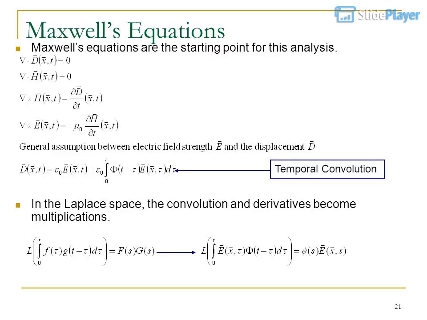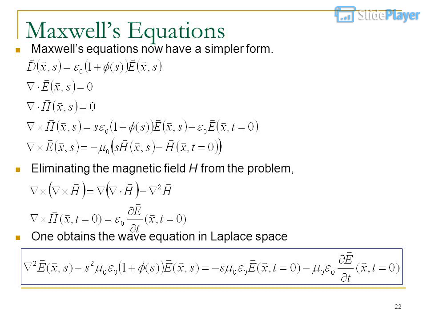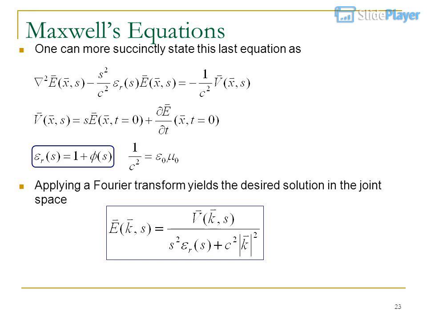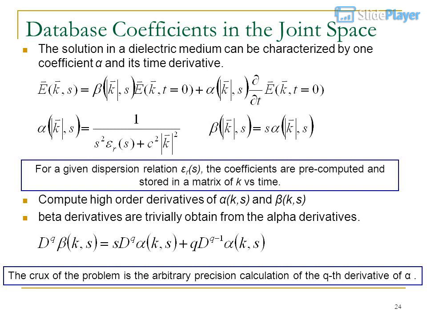Maxwell's equations. Maxwell's equations are the starting point for this analysis. In the Laplace space, the convolution and derivatives become multiplications. Temporal convolution. Maxwell's equations now have a simpler form. Eliminating the magnetic field H from the problem, one obtains the wave equation in Laplace space. One can more succinctly state this last equation as follows. Applying a Fourier transform yields the desired solution in the joint space. Database coefficients in the joint space.